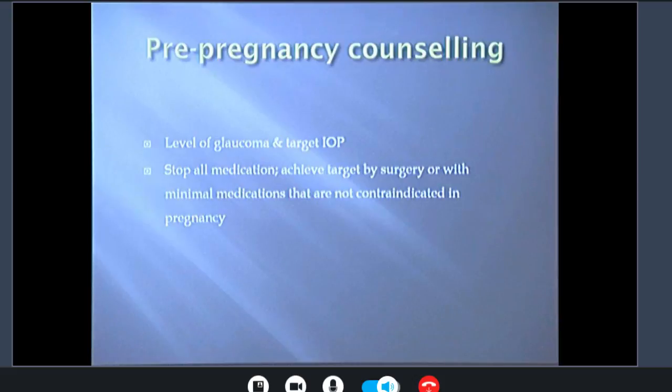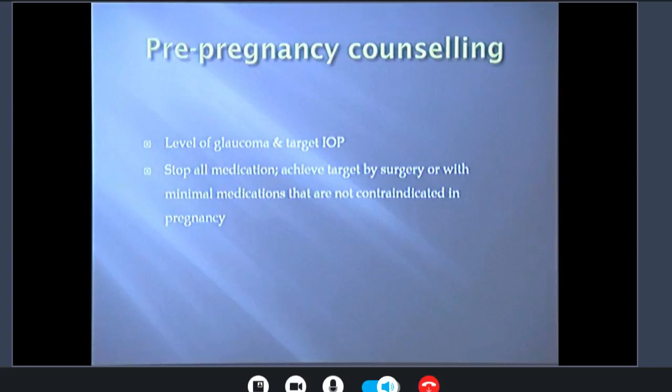The best way to manage glaucoma during pregnancy is to pre-plan. Most of our patients have congenital glaucoma. They've been followed up since they were young kids. We usually tend to over-medicate them because we are not always sure of the reliability of the intraocular pressure.